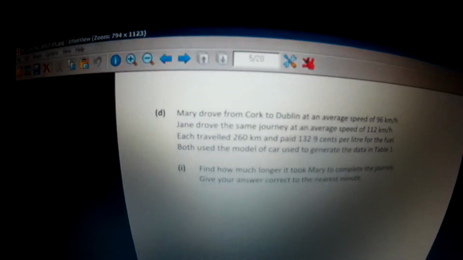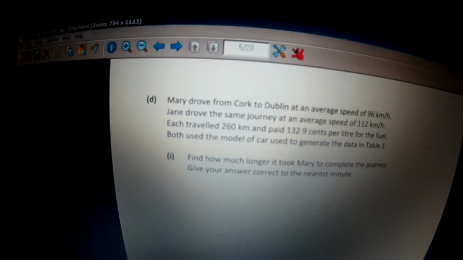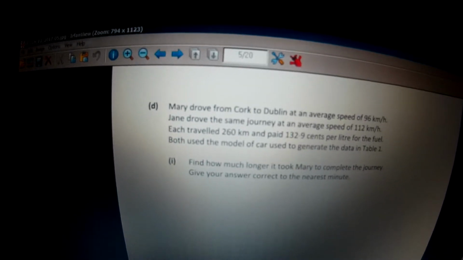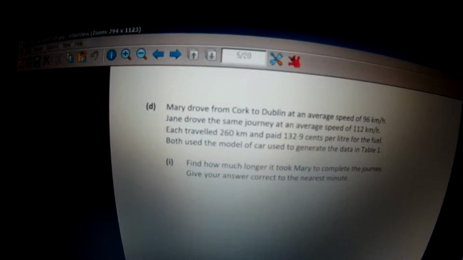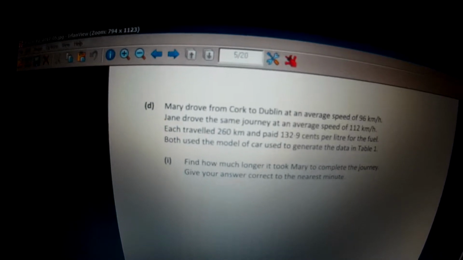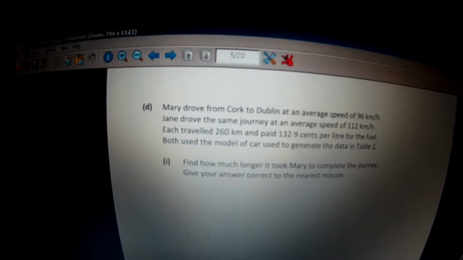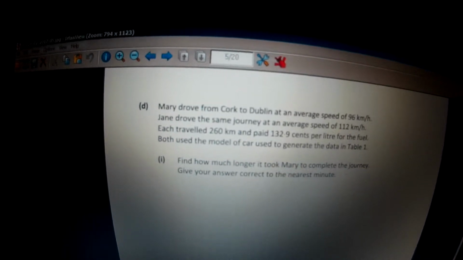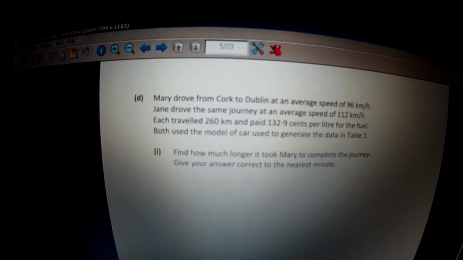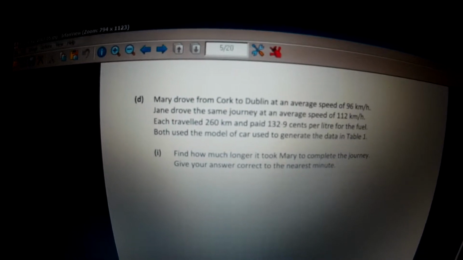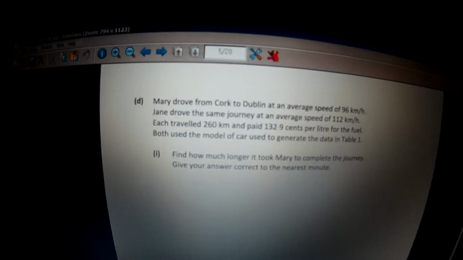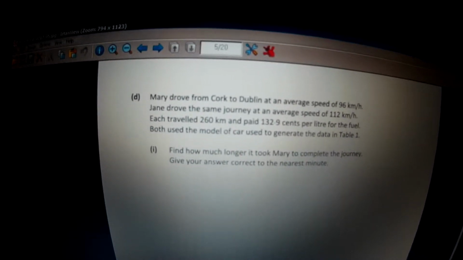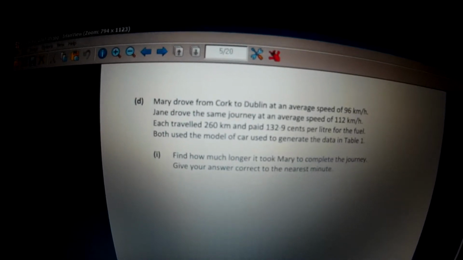Then they say: Mary drove from Cork to Dublin at an average speed of 96 kilometers per hour. Jane drove the same journey at an average speed of 112 kilometers per hour. Each travelled 260 kilometers and paid 132.9 cents per litre for the fuel. Both used the same model of car, with data in a table. Find how much longer it took Mary to complete the journey. Give your answer correct to the nearest minute.